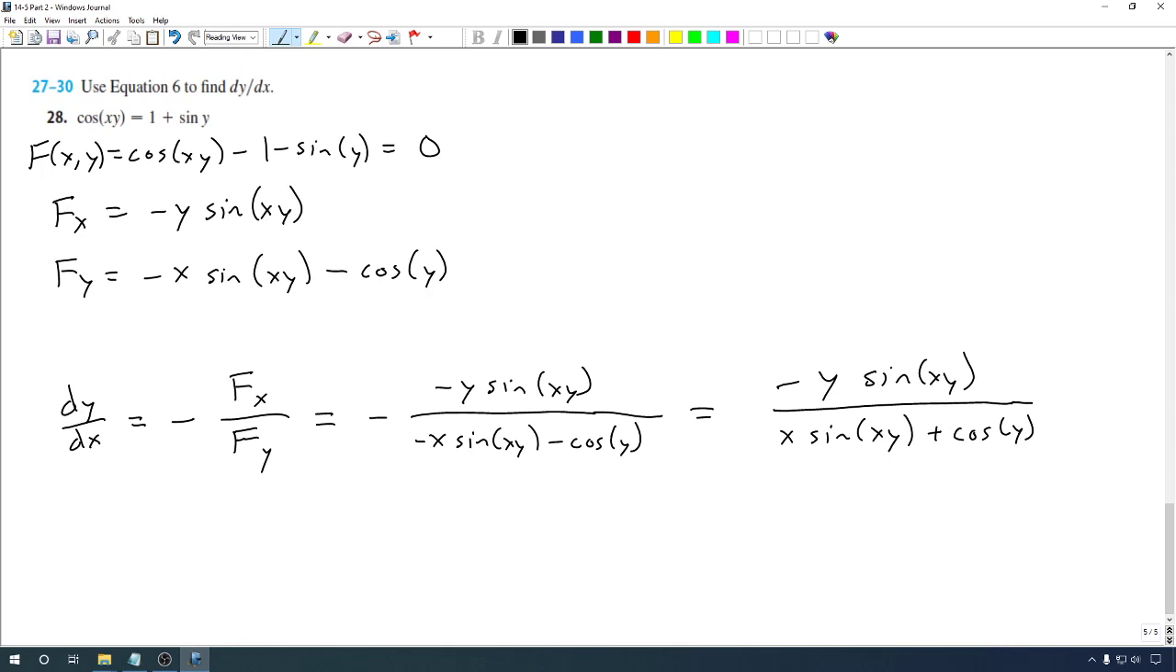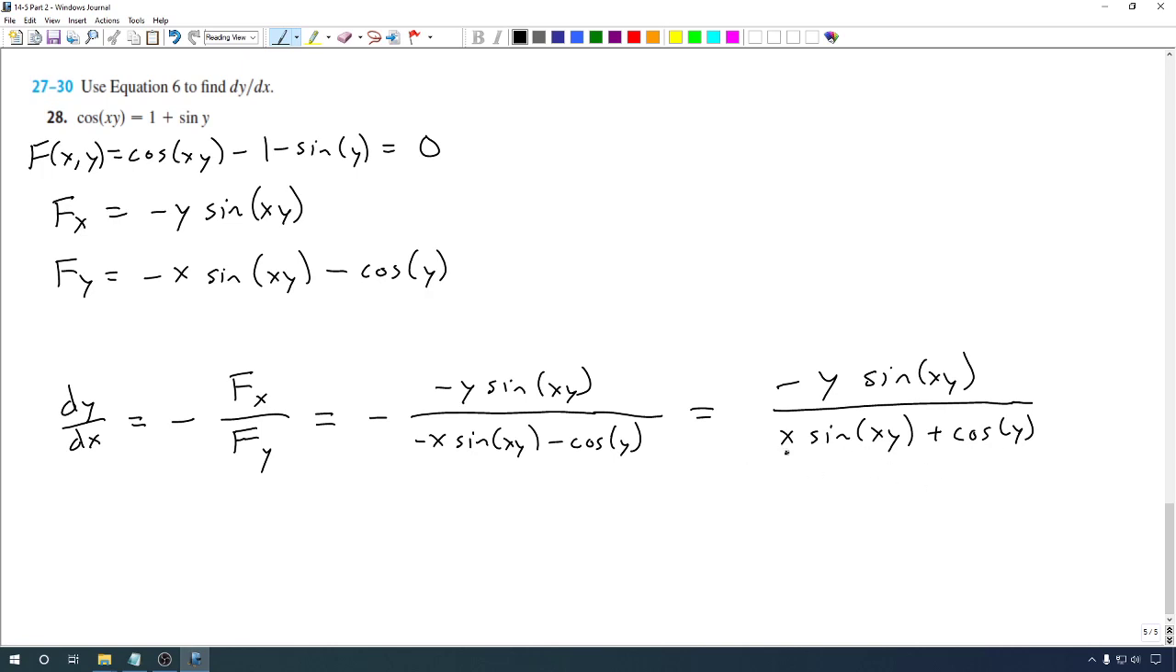That's just our result. This is going to be true anytime this denominator, this x sine of xy plus cosine of y, is not 0. Of course, figuring out exactly when that's going to be true is maybe a little non-trivial.